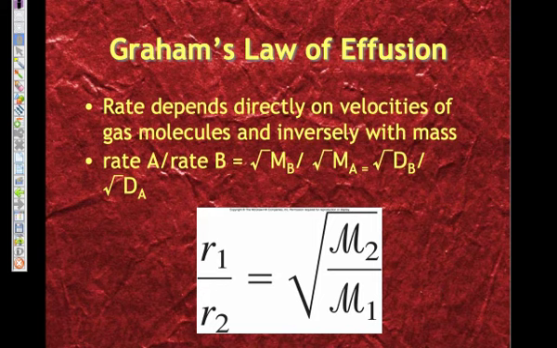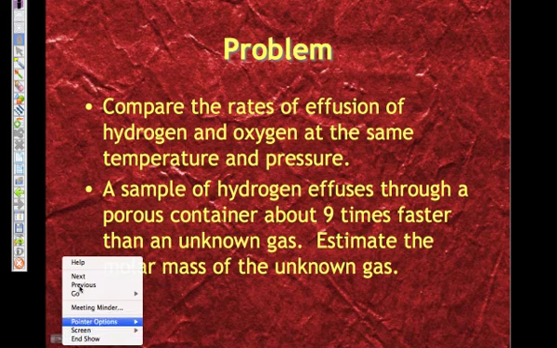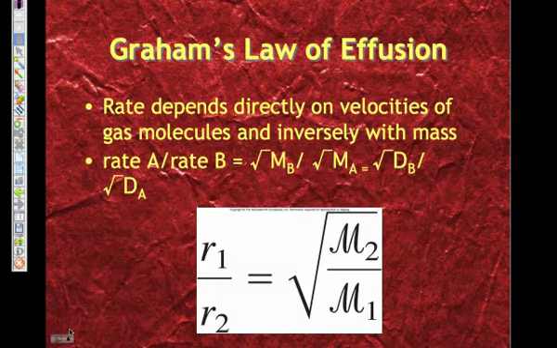So that's why if you look at this equation here, the R1 and M1 are opposite each other. R1 over R2 is equal to the square root of M2 over M1. It's also related to the density. You could put D2 over D1 there if you wanted to, depending on what information they give you. But they're inversely related, so they're opposite each other in those quotients.